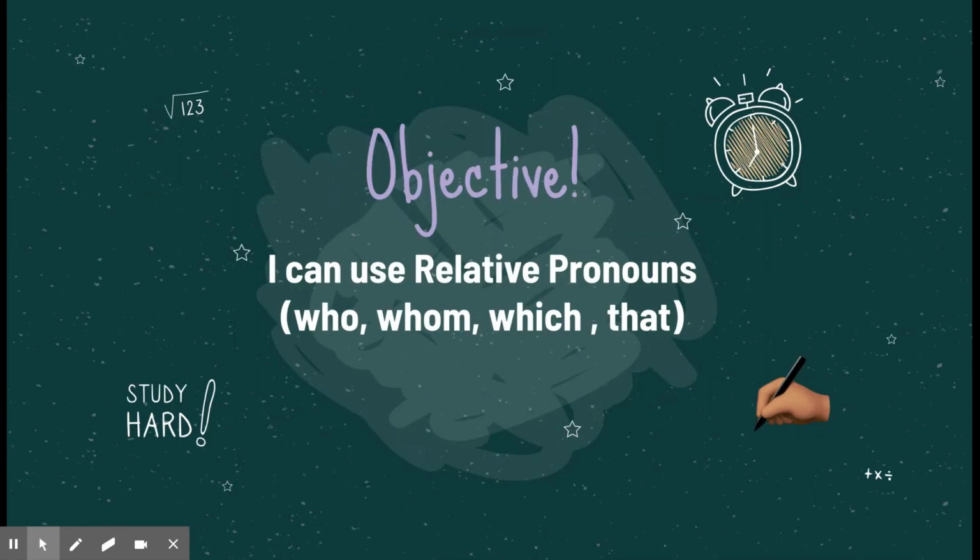The objective. Skip a line right after your title. You're going to write objective. I can use relative pronouns who, whom, which, and that. Say it out loud with me. I can use relative pronouns who, whom, which, and that. Say it one more time now to your talking buddy. I can use relative pronouns such as who, whom, which, and that.